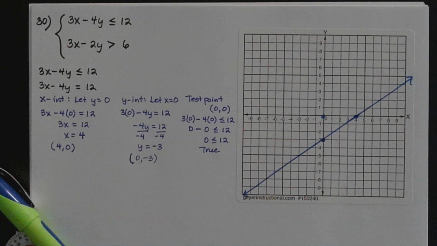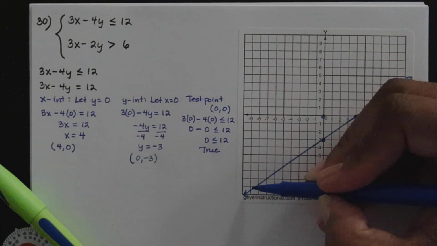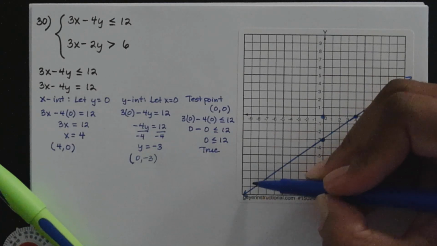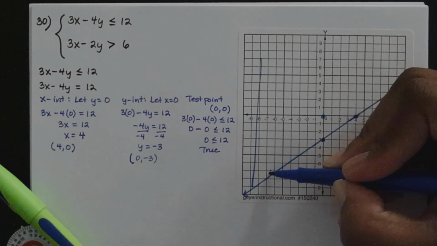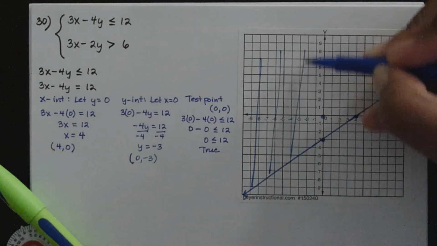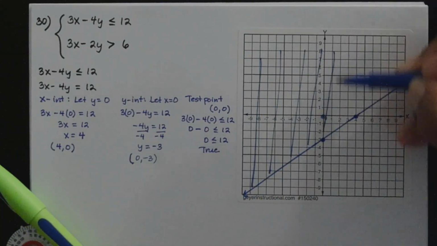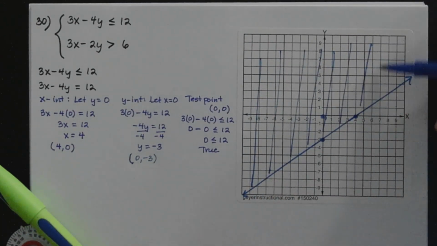So here's what we're going to do. We're going to shade the part where the test point is included. So I'm going to be shading up here above this line. And that includes the test point.